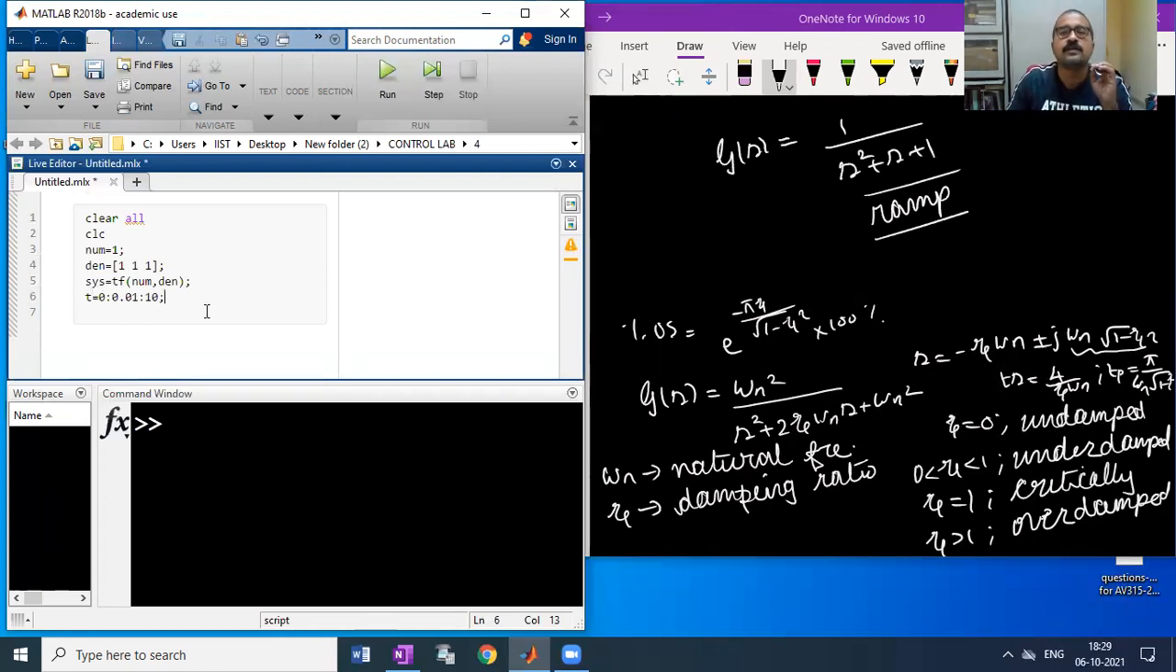Now what next? We need to define the input signal. What is the input here? It should be a unit ramp. So how will you define that? U equal to t. T is a vector, so naturally u will also be another vector. Since it's a unit ramp input, we will define u as t. Now what next? lsim sys comma u comma t. That's it, and run. What will you get? You will get the unit ramp response.